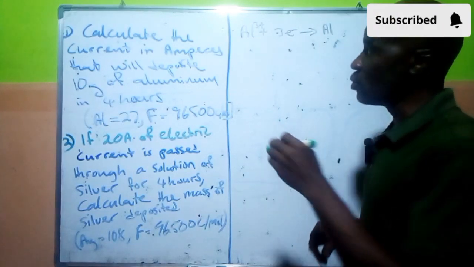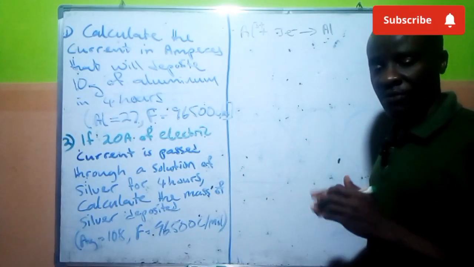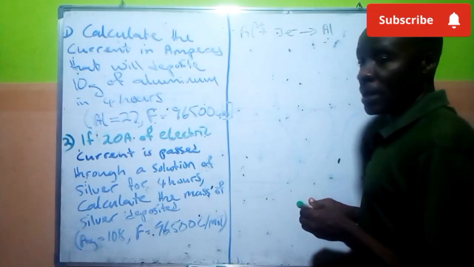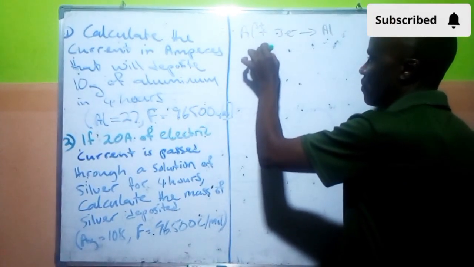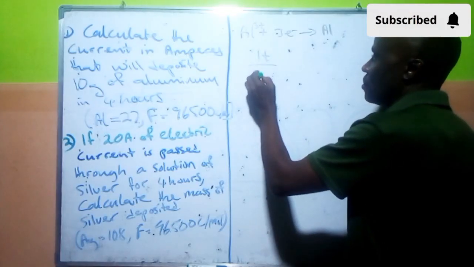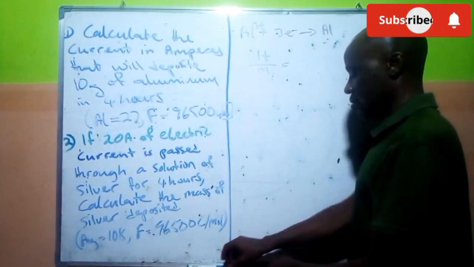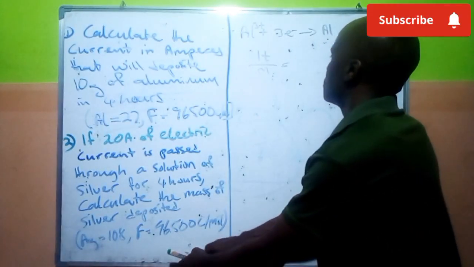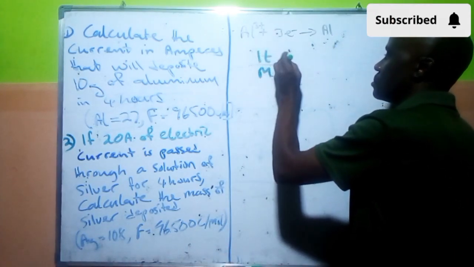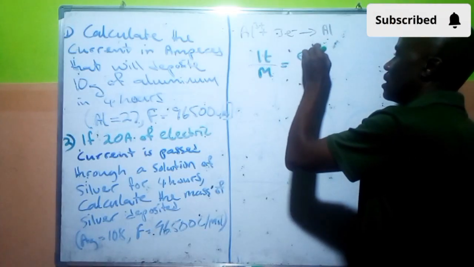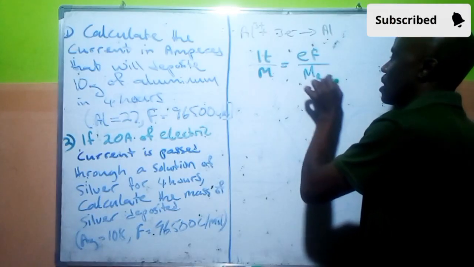But then we're going to solve this problem based on a very fast method with the formula that we have already established. So to solve this problem, remember we have I times t over small mass equal to charge, and then we have molar mass.